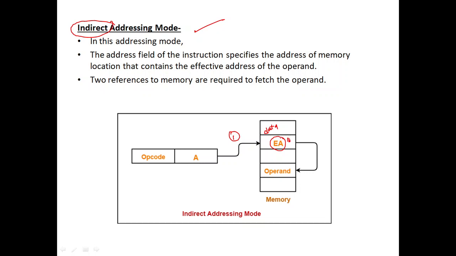Effective address is something like 1090. So the address here is 1090. By taking that address, we go to the 1090 memory location. Here the data is present. Fine. How many references have we done? Two references. So this is indirect addressing mode.